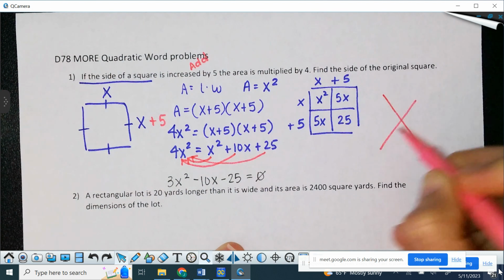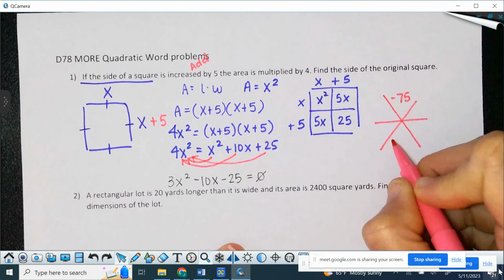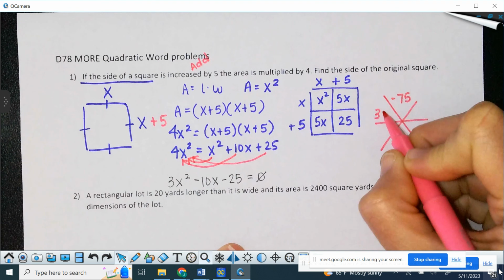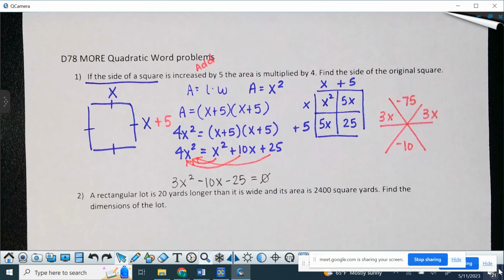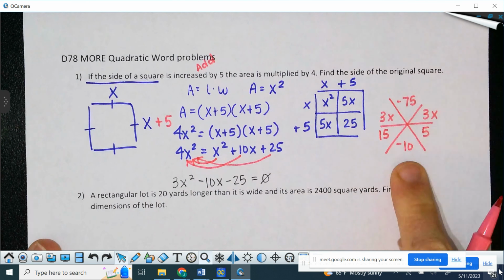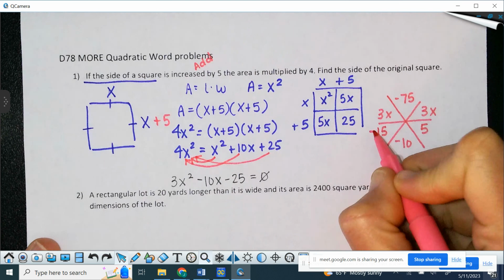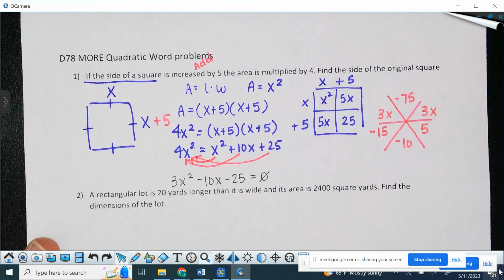A times C, 3 times a negative 25 is going to give me a negative 75. Negative 10 at the bottom. We have 3x and 3x. The factors of 75 that will add or subtract to give me 10 are going to be 15 and 5. B is negative, so the biggest one has to be negative. Negative 15. To get from negative 15 to positive 5, how did I get there? Add or subtract? We added 5 to negative 15 to get negative 10, so we're good there.